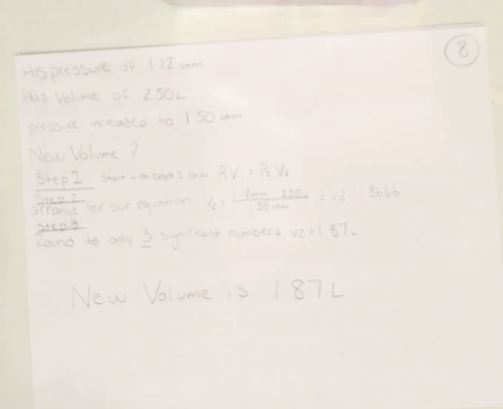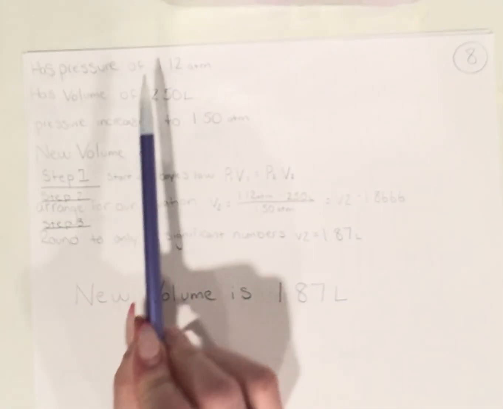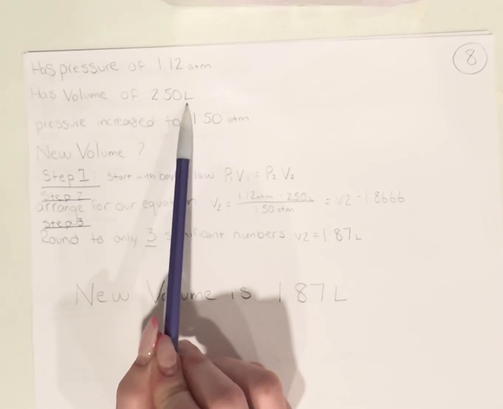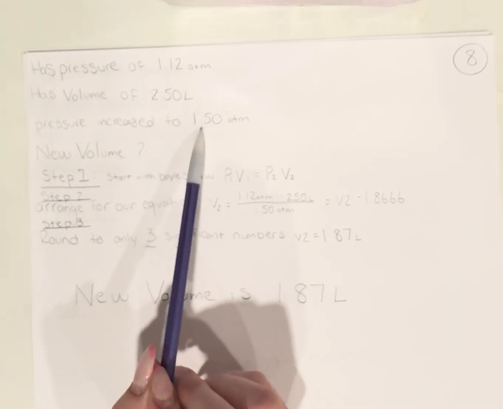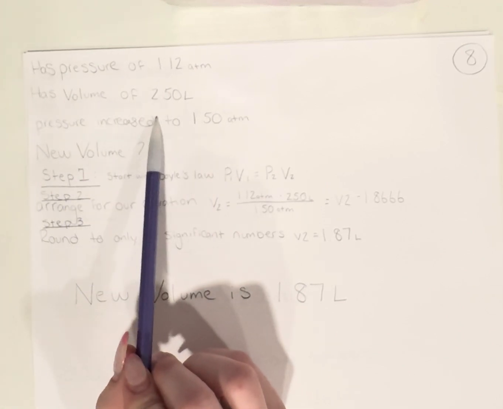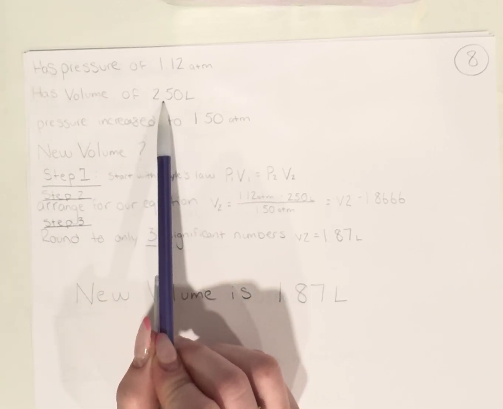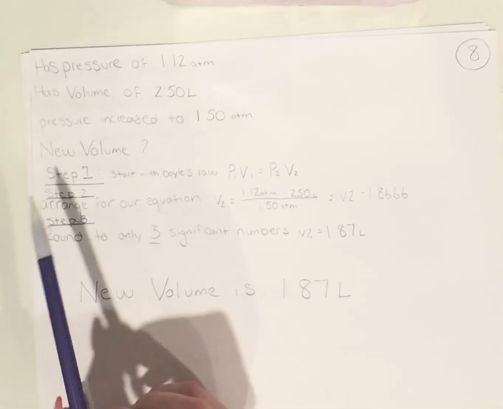All right, number 8, a gaseous sample. This has a pressure of 112 atm and a volume of 250 L. If the pressure is increased to 150 atm, what is the new volume of the gas? So we know the pressure is 112 atm, we know the volume is 250, and we know the pressure is increased to 150. We need to find the new volume because the previous volume was 250. So we're going to start with step one.